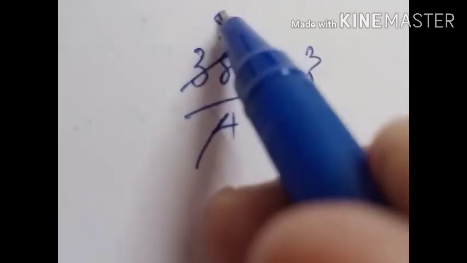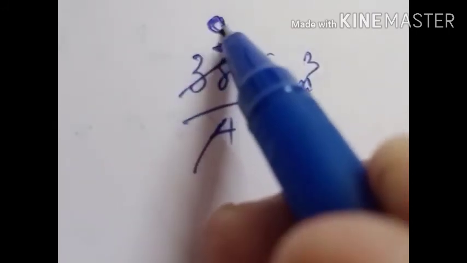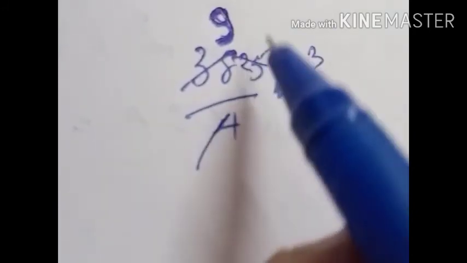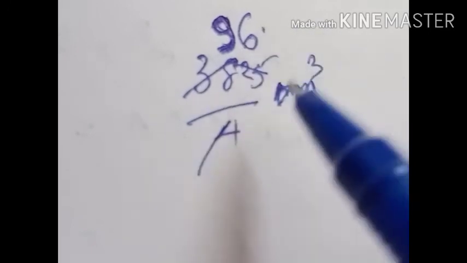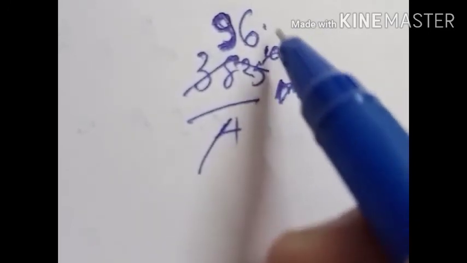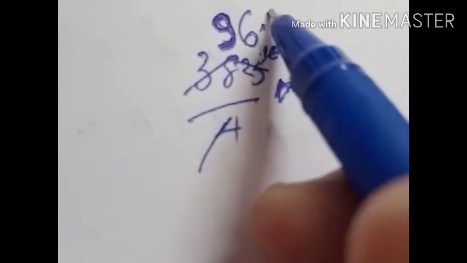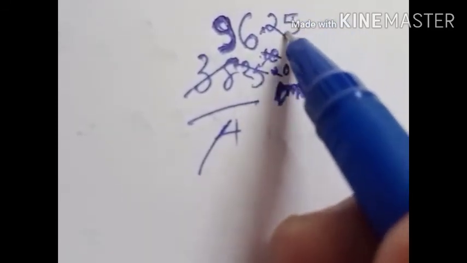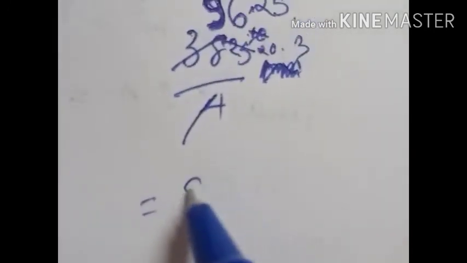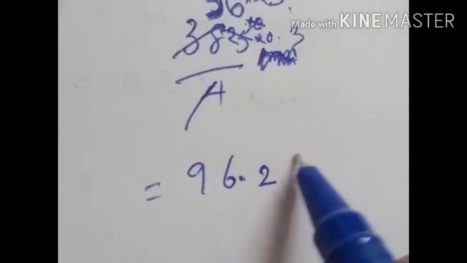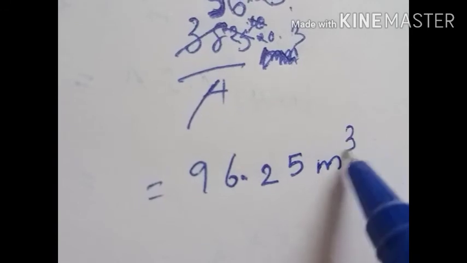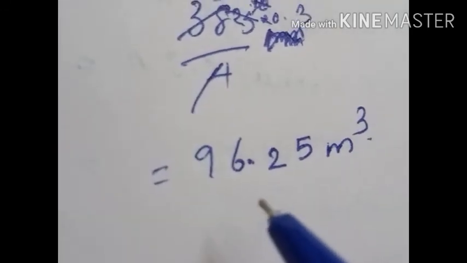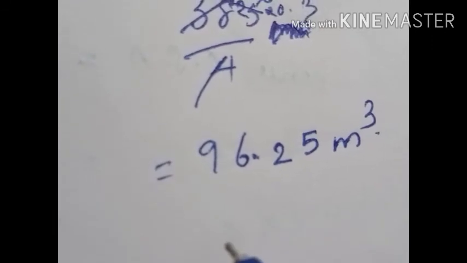8 4s are 32, 9 4s are 36. So 9 4s are 36, remaining 2. Then in 25, 6 4s are 24. The remaining 1. Then 0. So put decimal. In 10, 2 4s are 8. Then remaining 2. Then in 20, 5 4s are 20. So we will get 96.25 meter cube. Here they asked to find the capacity of the vessel.